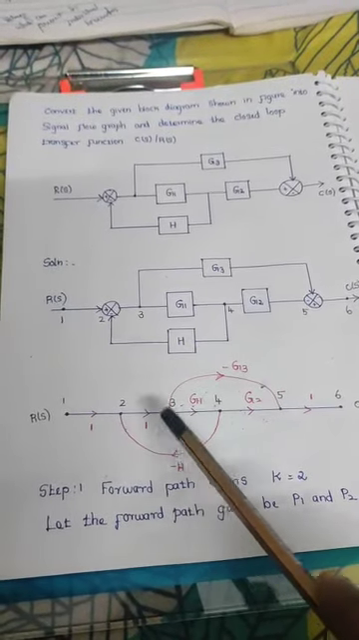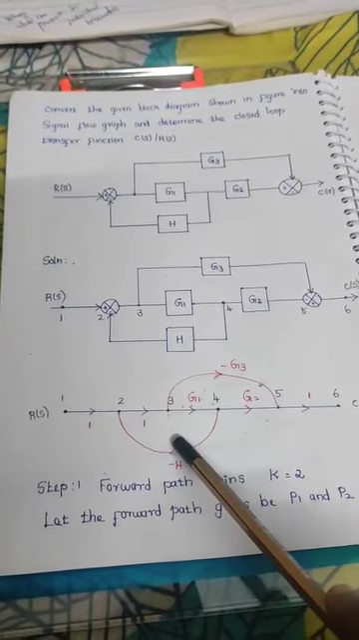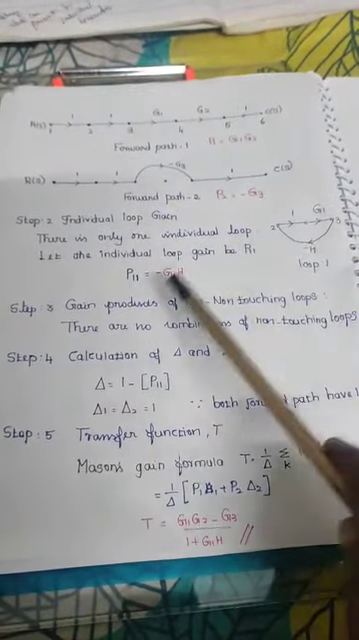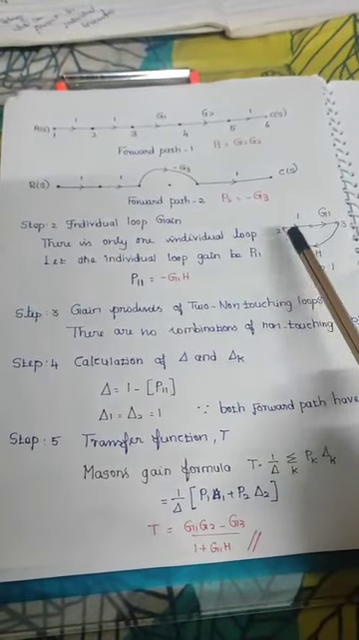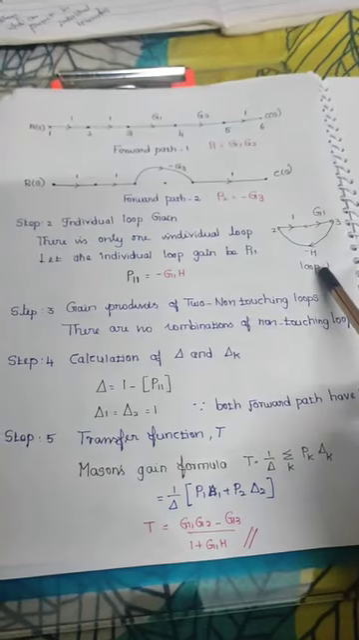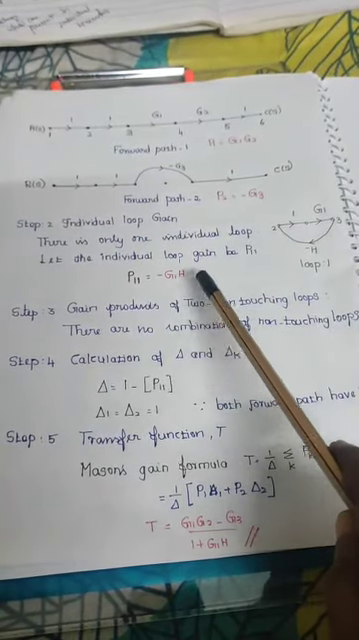So, here in this problem, only one loop is there. So we will separately redraw this diagram. We consider that gain as P11. The value is 1 into G1 into minus H. That is minus G1 into H.